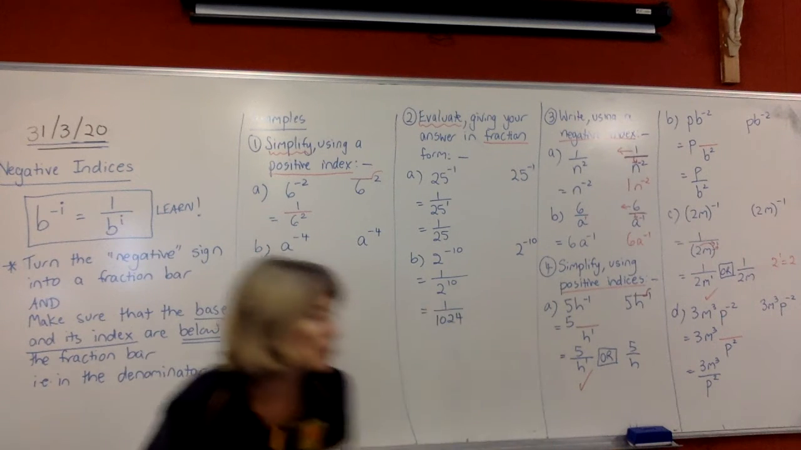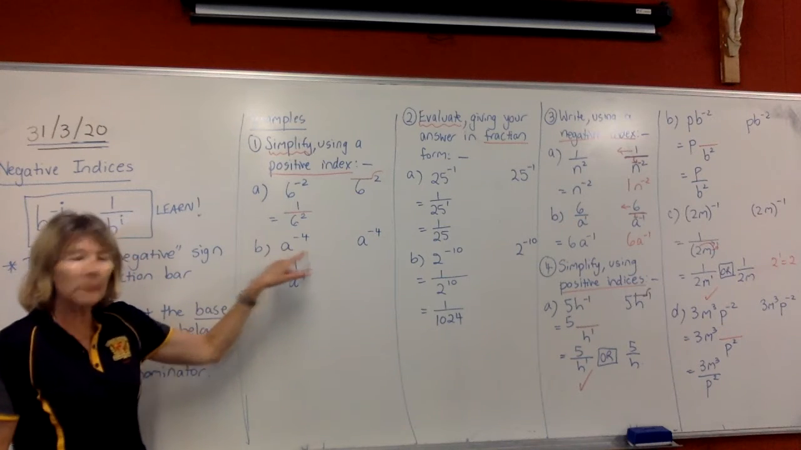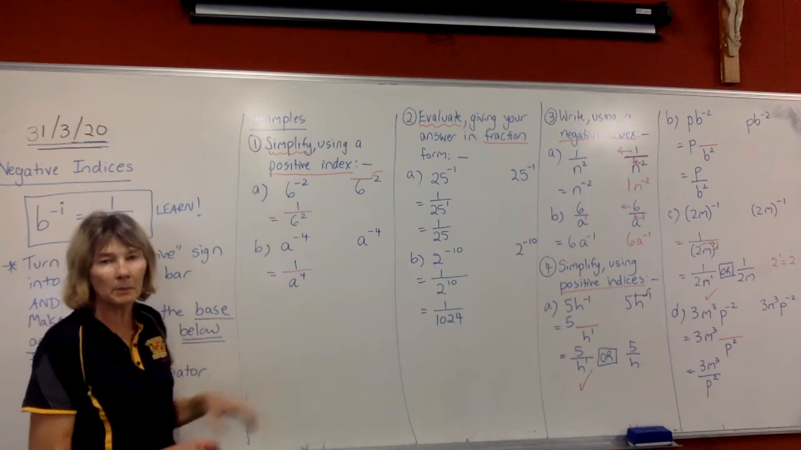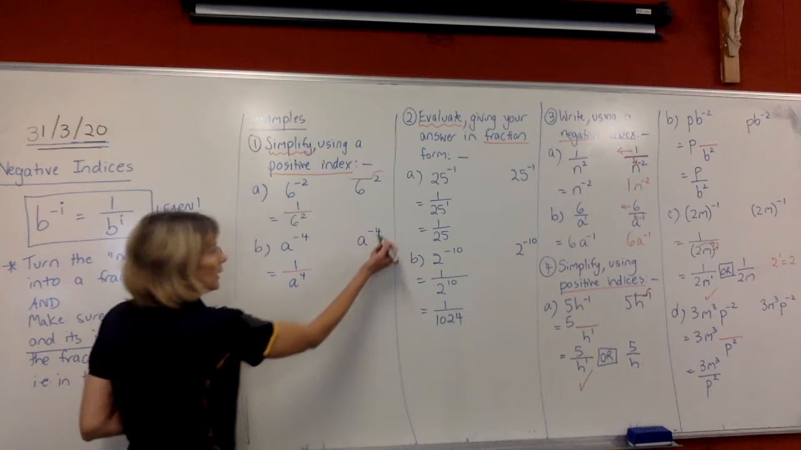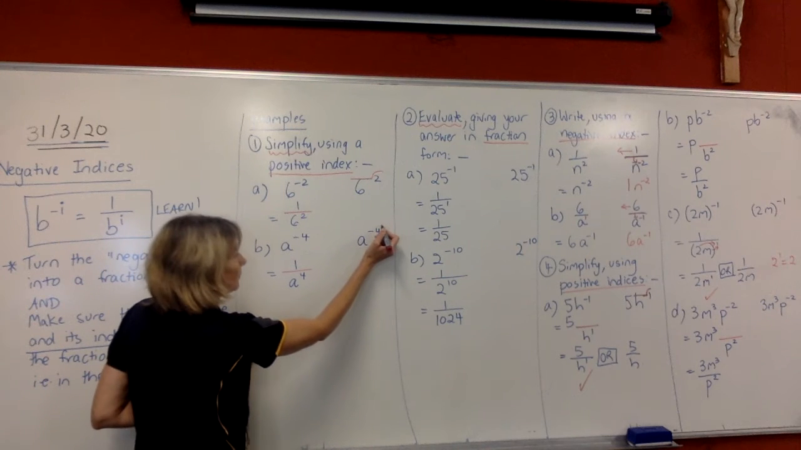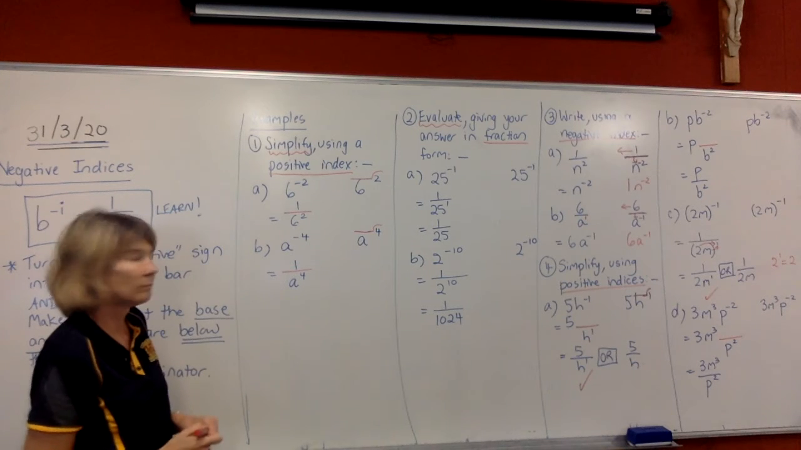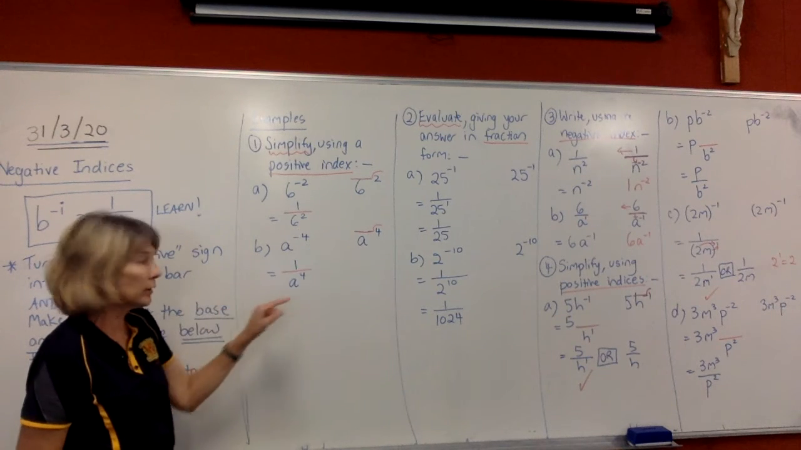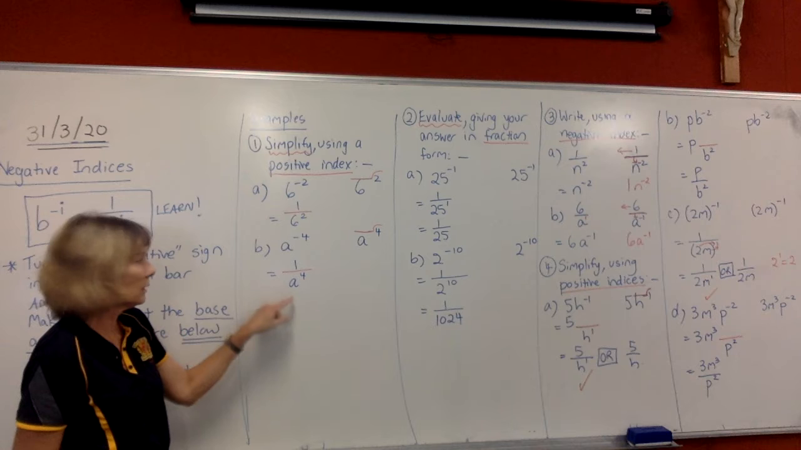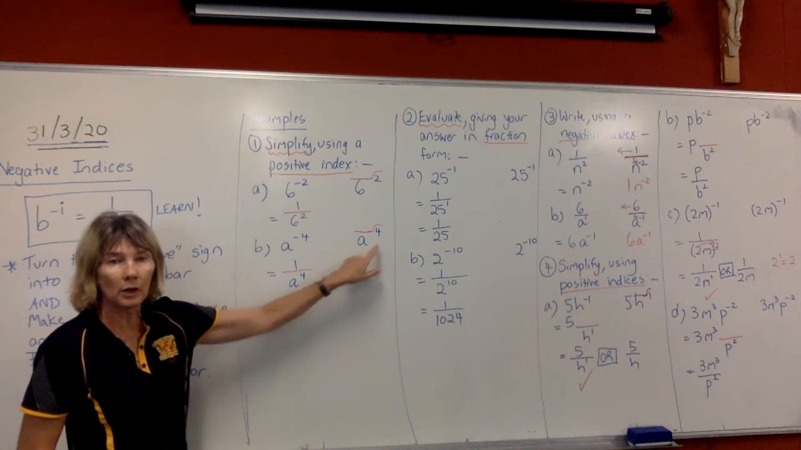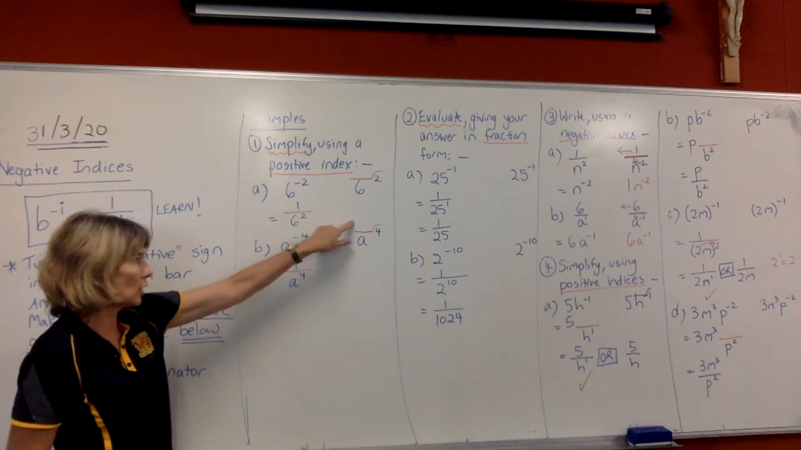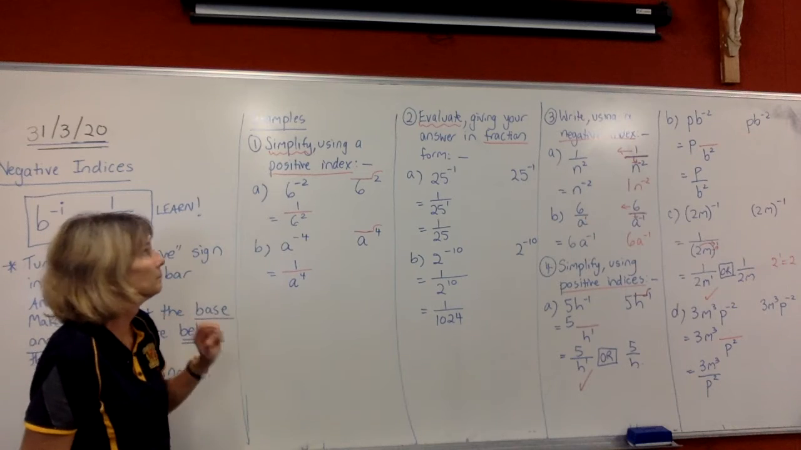Okay, the next question. We've got a to the minus 4. I've written the a to the minus 4 over here. We're going to get our red pen and go over the top of the minus sign. The minus is now gone. There's our red line. A to the 4 is below the line. There's nothing on the top, so we write a 1 up there.